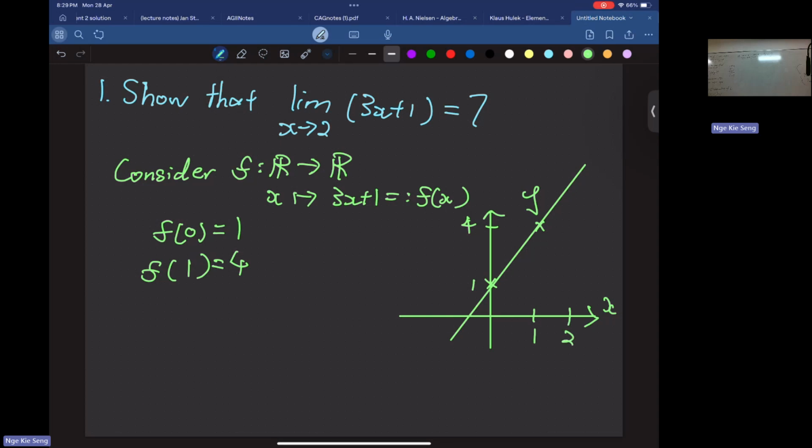Can you try to evaluate your function at this point before looking at the limit? Does this function take a value at 2 or not? What do you get? 7, wow. So meaning what? The limit is the same as the value you take at 2 under this function here. Okay, you also get 7.